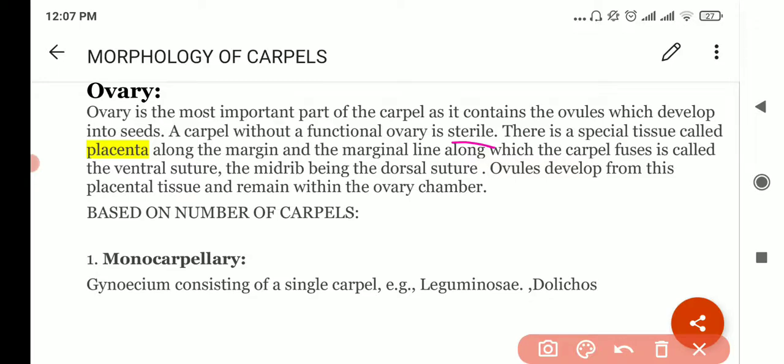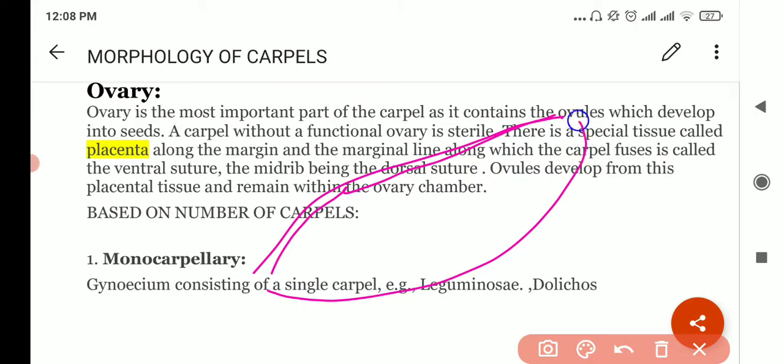So there are special tissues known as placenta. We have done placentation. Along the margin, the marginal line along which the carpel will fuse is called the placental tissue. The line where it fuses is called the ventral suture, the midrib being the dorsal suture. So the placenta is along the margin, and along this margin line, the carpel will fuse.